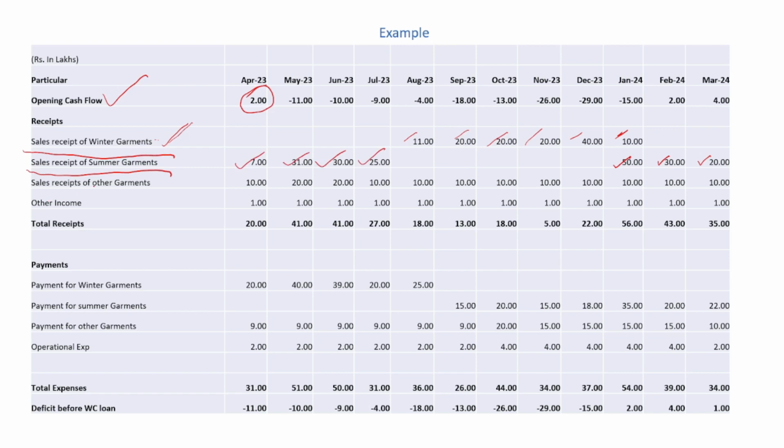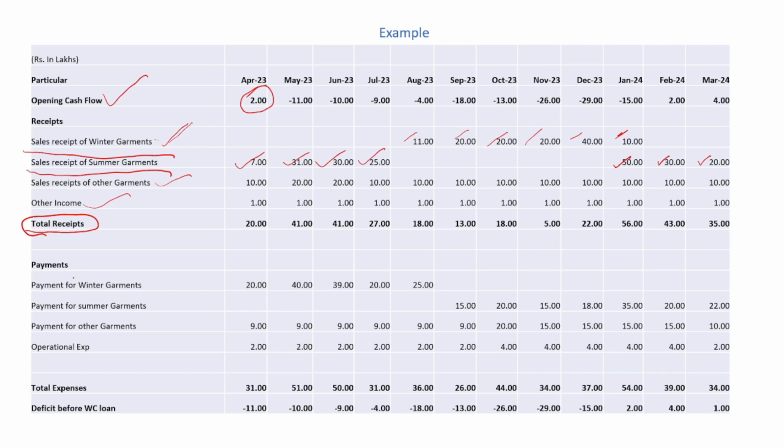Now the sale receipts of other garments. These garments are regularly used in all seasons, and seasons do not affect the saleability of these garments. Then other income might be interest on FDs or some garbage sales, maybe some other operating incomes. This we have captured. So the total receipts of every month we have spread out, and it comes like that. In April 2023, 20 lakh receipts will be there. Then in May 2023, 41 lakh receipts, and like that it is going on.